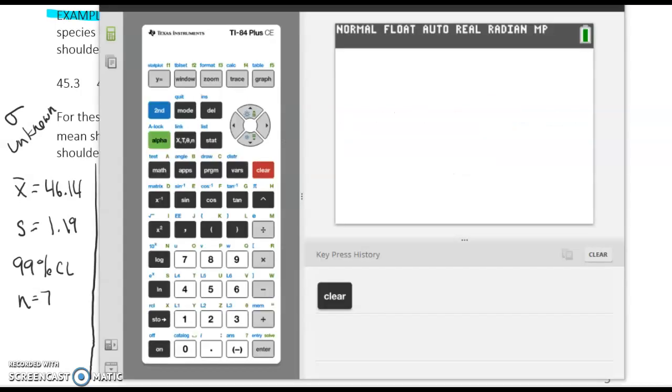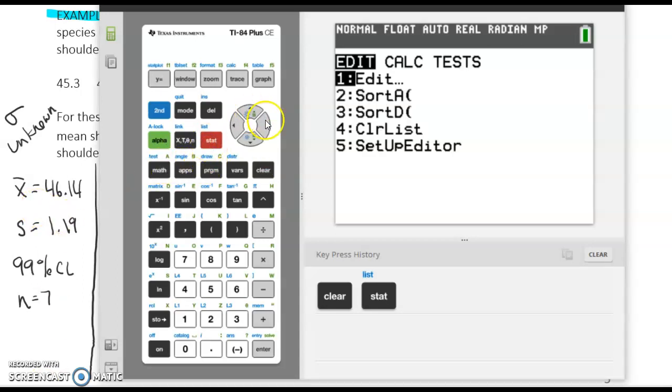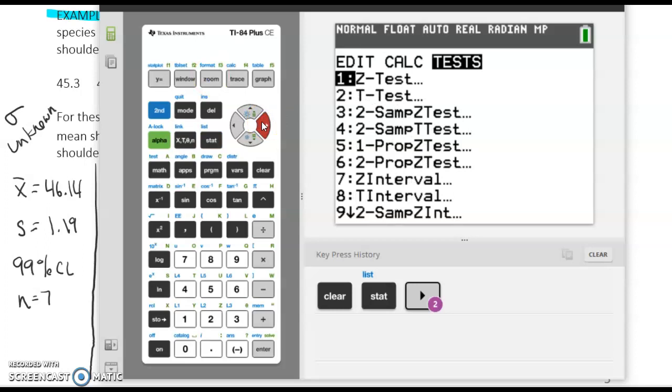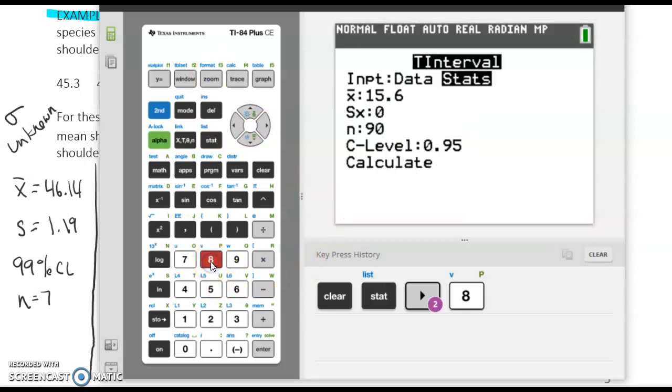We're going to go back and use our calculators to do this problem, and we'll do it 2 different ways. First, we're going to go to Stat, over to Tests, and we're going to find where it says T interval, which is option 8. So you can select 8 or scroll down and press Enter. I'm going to go ahead and press Stats first, the first time I go through it, because we're given all of the stats for the problem.